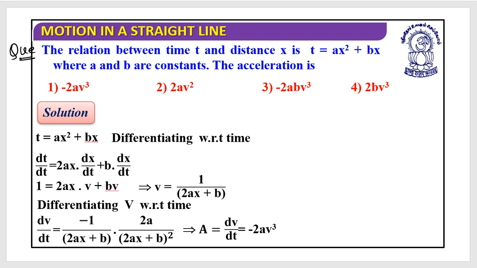What they ask is that a relation between time t and distance x is given, and that relation is t is equal to ax square plus bx. They have provided us that a and b are constants. What we require is the acceleration. So we are at distance x and time t, and we need to go up to the acceleration.